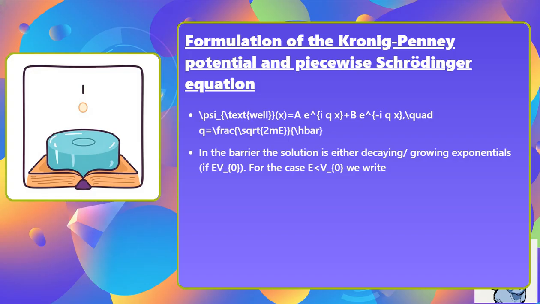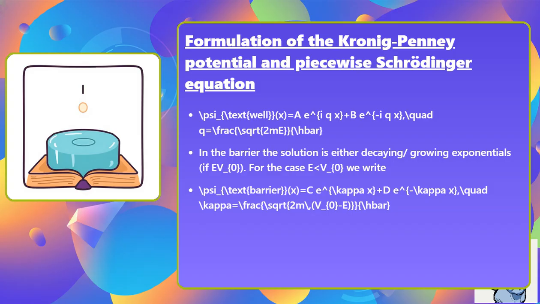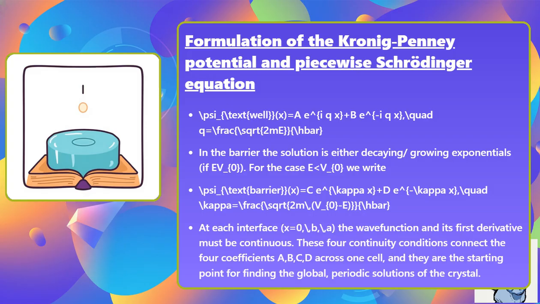For the case E less than V_0, we write ψ_barrier(x) equals C times e^(κx) plus D times e^(-κx), and κ equals the square root of 2m times (V_0 minus E) divided by ħ. At each interface, x equals 0 and b, the wave function and its first derivative must be continuous. These four continuity conditions connect the four coefficients A, B, C, D across one cell, and they are the starting point for finding the global periodic solutions of the crystal.